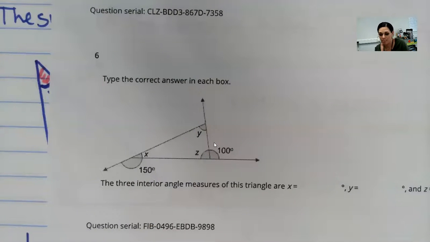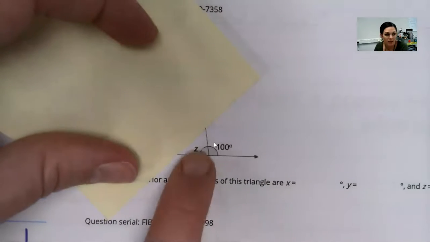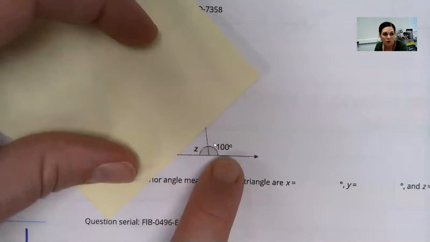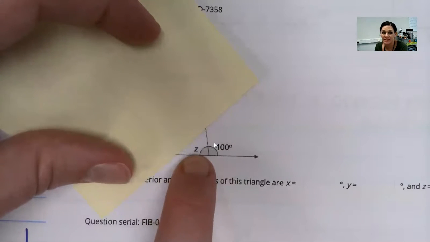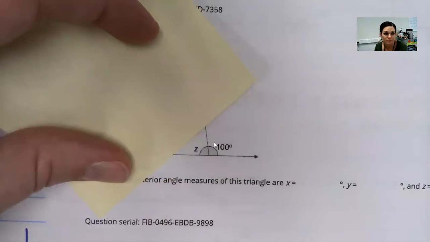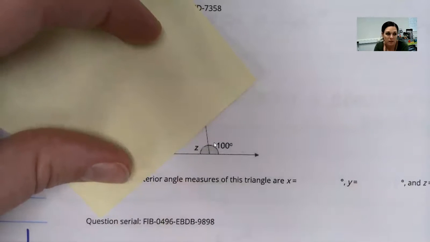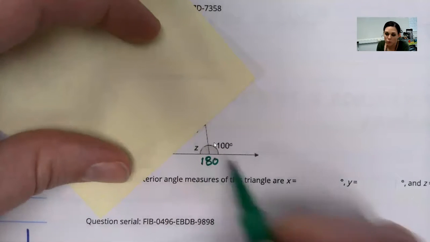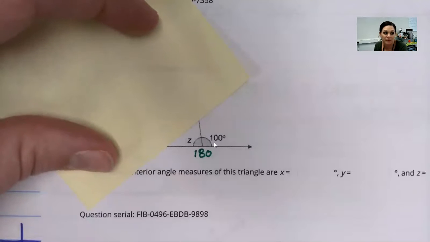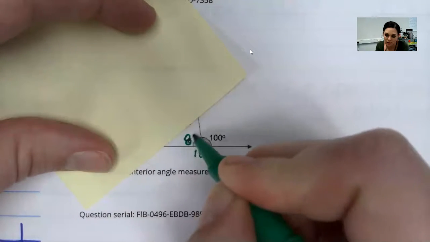180 degrees. So if I cover this up and I have angle Z and 100 together, what value does angle Z have to be? So a straight line makes 180 degrees. What does Z actually have to be? Good. So this has to be 80.